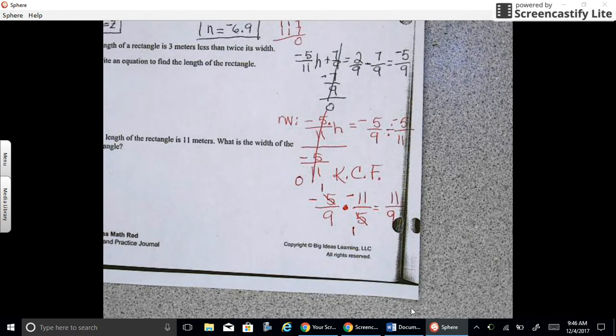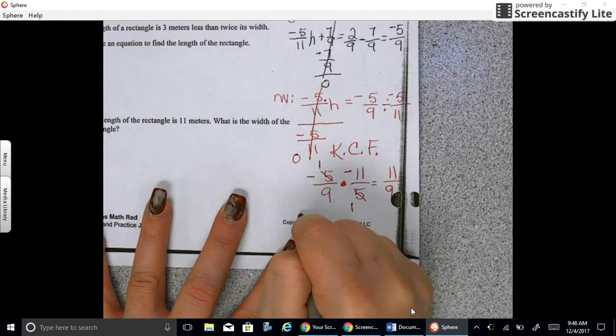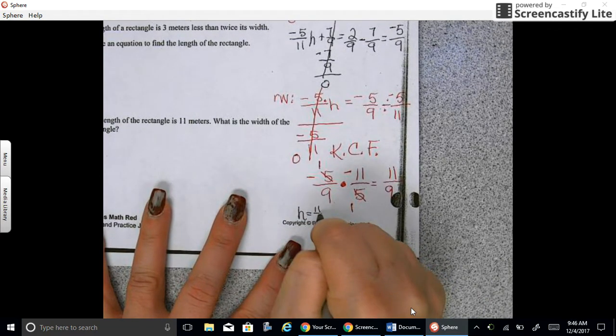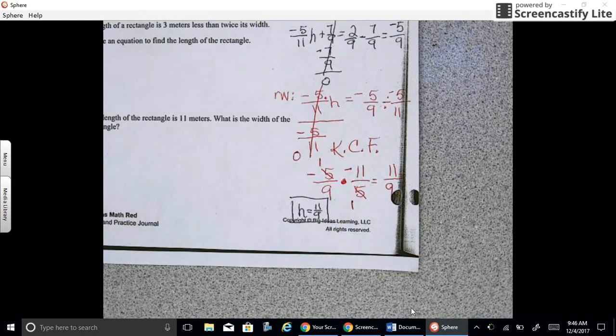Now, if you were taking this on the AZ Merit, you would change it back into a mixed number instead of an improper fraction. So 9 goes into 11 one time with 2 left over. So it would be 1 and 2/9. But I want you to keep it this way for when we get to slope, because you will need an improper fraction, not a mixed number. So here I'm going to rewrite what I have left. And what I have left is h equals 11/9. Then I box that out because that is my final answer.